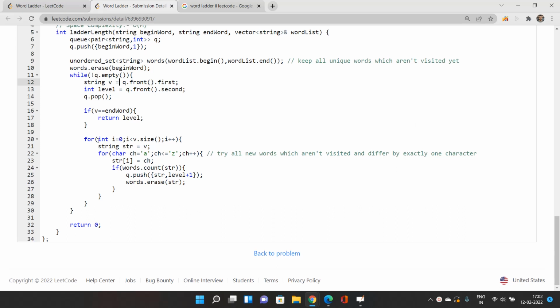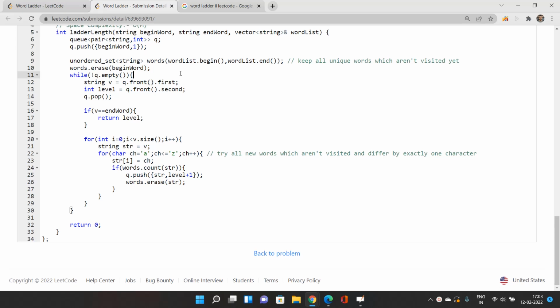Consider that I am fixing i, which is some position of the current string. Then we will try to put every character at this position, starting with A and ending with Z. When we put this character, we will search in the set of words we have. You can see another set of strings of words which is storing the unvisited strings. We will check whether, after putting this character at this position, this new string is present in our words or not.